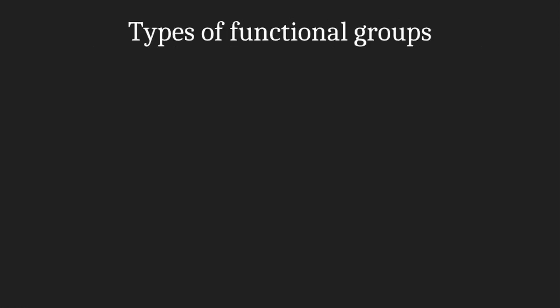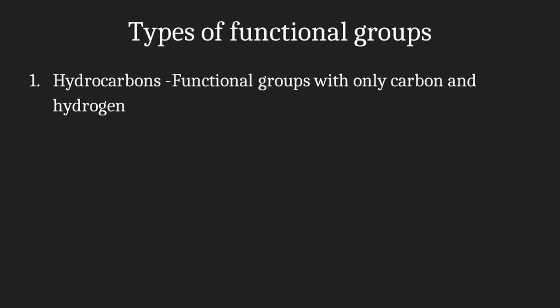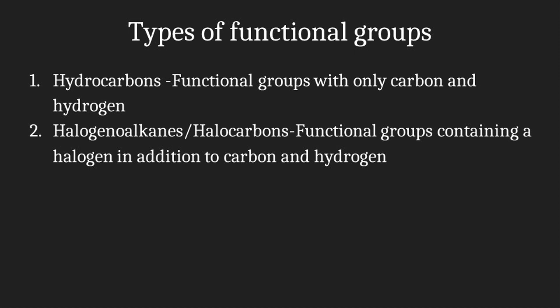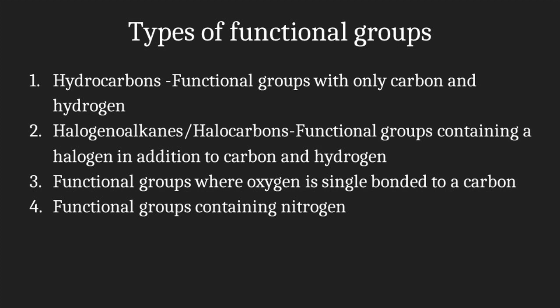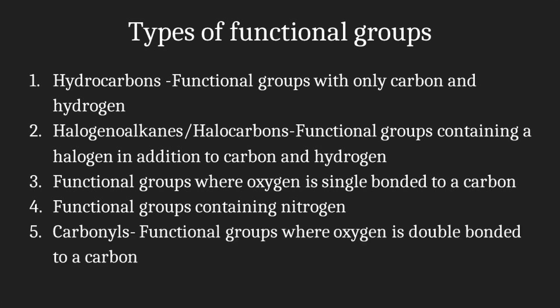In this video, there are 5 types of functional groups that we are going to talk about. The first group contains hydrocarbons, which are functional groups that only contain carbon and hydrogen. Then there's halogenoalkanes or halocarbons, which are functional groups containing a halogen in addition to carbon and hydrogen. Functional groups where oxygen is single bonded to a carbon. Functional groups containing nitrogen. And then carbonyls, which is a functional group where an oxygen is double bonded to a carbon.